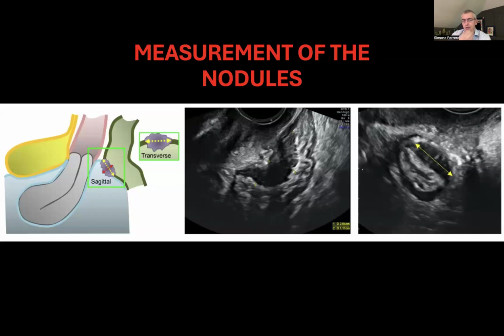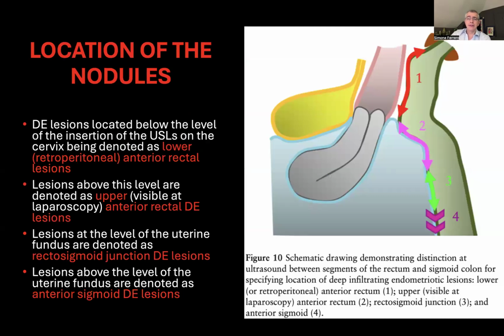When we identify a nodule, we must make a measurement of its diameter, and in particular, we must make the measurement in 3 orthogonal planes, as shown by the IDEA consensus in this slide. And also, we must assess at which level the nodule is located.